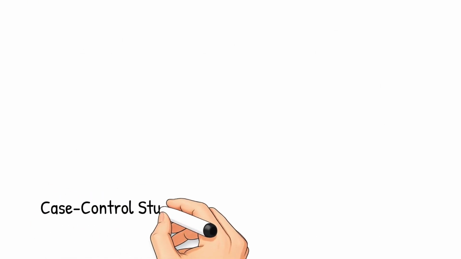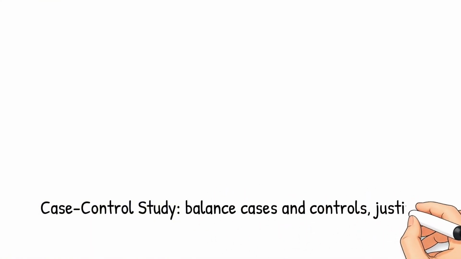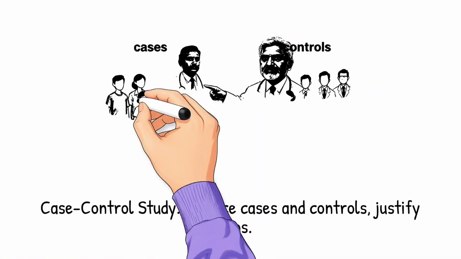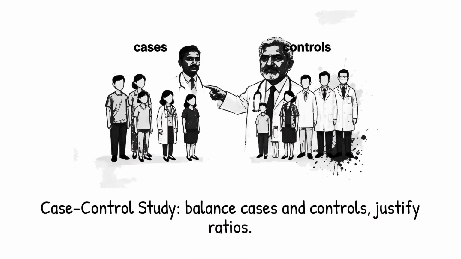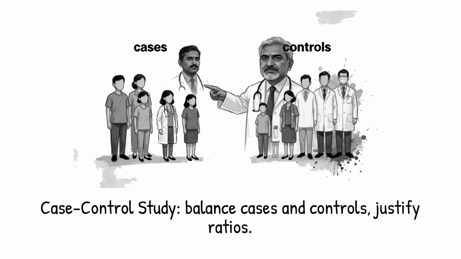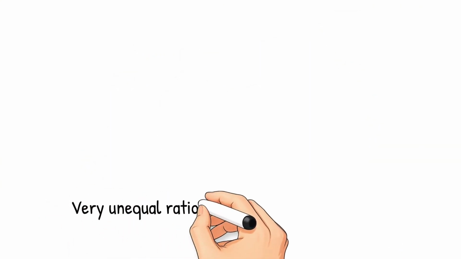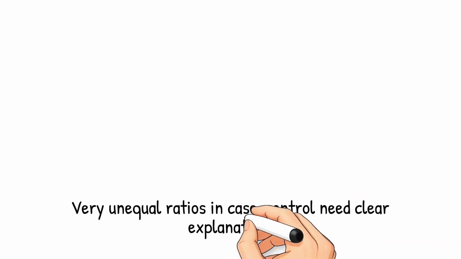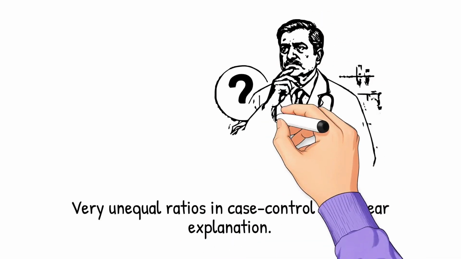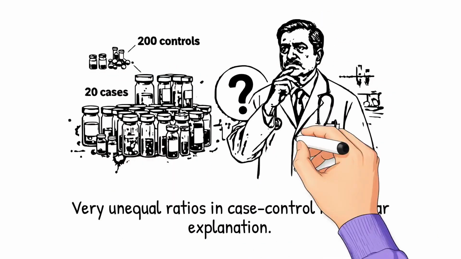For a case control study, the ratio between cases and controls matters as much as the total number. 1-to-1 is common. Adding 2 or 3 controls per case can increase statistical power, especially when cases are rare and hard to find. But very unequal ratios need justification. If a study has 20 cases and 200 controls, ask why.